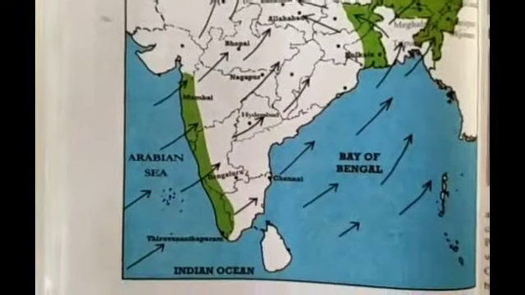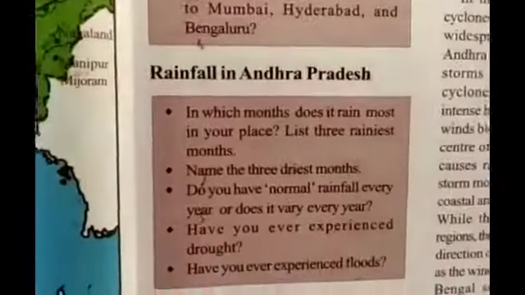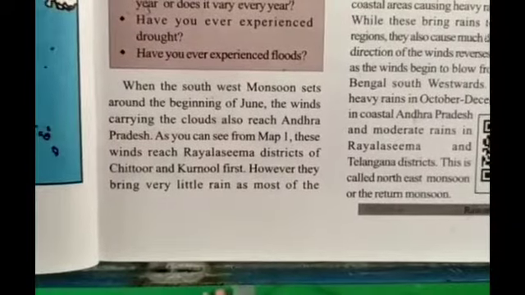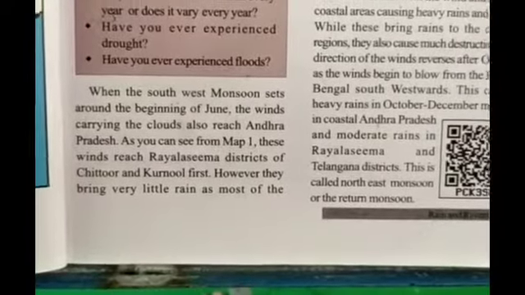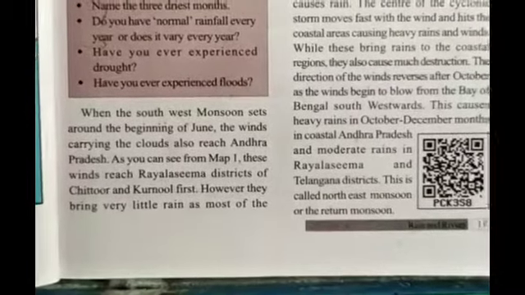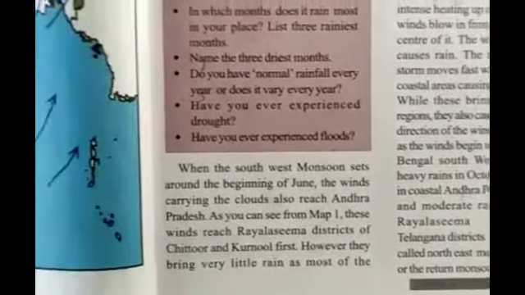Rainfall in Andhra Pradesh. When the southwest monsoon sets in around the beginning of June, the winds carrying the clouds also reach Andhra Pradesh. These winds reach the Rayalaseema districts of Chittoor and Kurnool first. After the Western Ghats, only dry clouds and winds reach Rayalaseema.